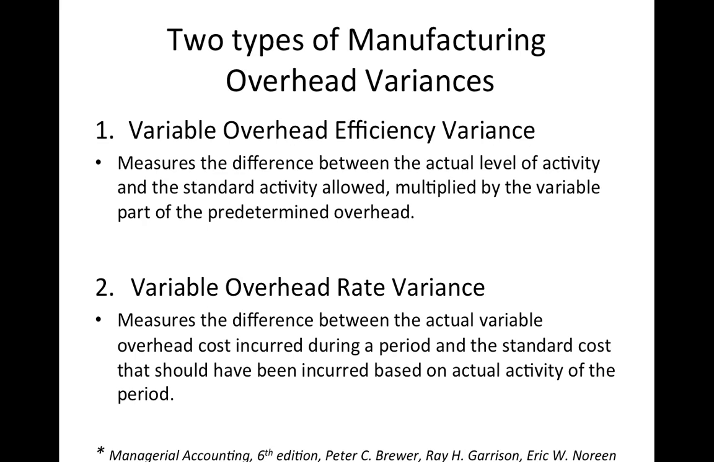And the second of these variances is the variable overhead rate variance. This variance measures the difference between the actual variable overhead cost incurred during a period and the standard cost that should have been incurred based on the actual activity of the period.